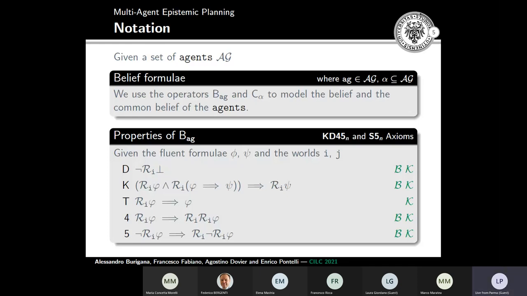And for those of you who are familiar with axiomatic systems in modal logic, the properties of the accessibility relations in epistemic states or modal states that we want to impose are the KD45_N axioms, where N means that we have multiple agents. And this is a very famous axiomatic system which captures the meaning of the notion of belief. And similarly, S5 is a logic that captures the concept of knowledge.